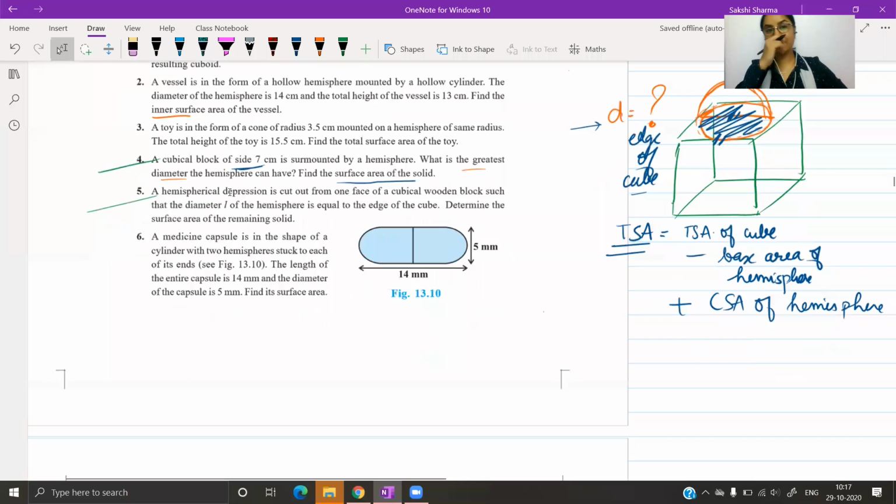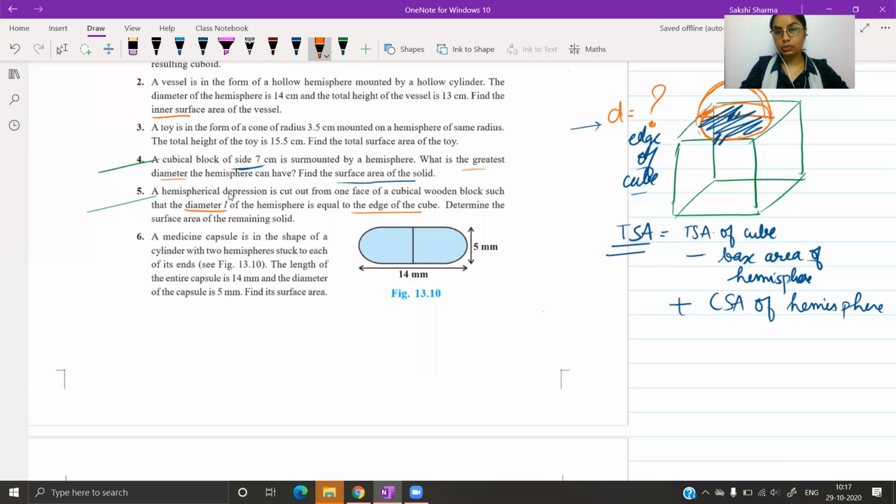Question number 5th. A hemispherical depression is cut out from one face of a cubical wooden block such that the diameter L, now the diameter is represented by L for the hemisphere, it's equal to the edge of the cube. So diameter will be taken equal to L and the edge of the cube will also be taken equal to L. Numerical value nahi di, variable ki terms mein answer aayega aapka.